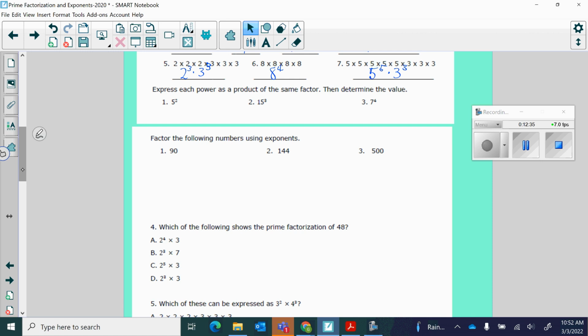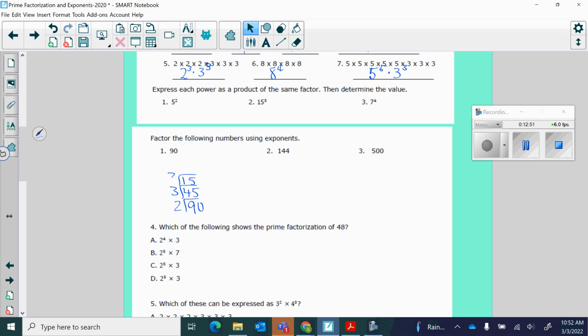But if you do it, it's actually really easy because I just started at 90. Can I divide that by 2? Yeah, 45. Can I divide by 2? Nope. 3? Yeah, 4 plus 5 is 9, so I know I can divide it by 3. That's 15.